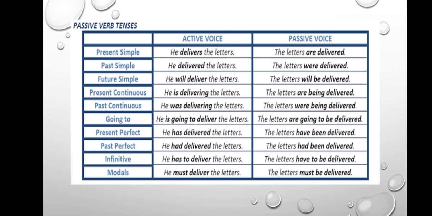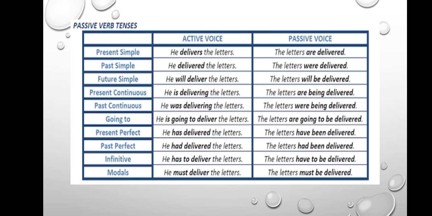So now here, the letters was or were? The letters is the plural subject. Plural subject takes plural helping verb, singular subject takes singular helping verb. So the letters is the plural subject, so we will use were. The letters were being delivered. Why is being used here? Because it is the continuous tense, whether present or past continuous tense. While turning active voice into passive, we use being plus verb third.